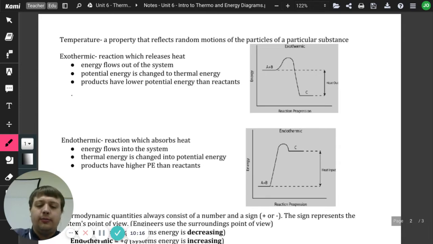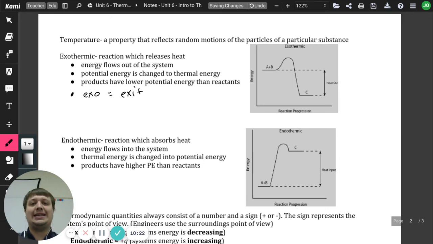And how I've always remembered this is exothermic is exit. So that tells me that the energy is exiting that system. It is exiting that reaction. Okay? And so as a result, your surroundings would get warmer.